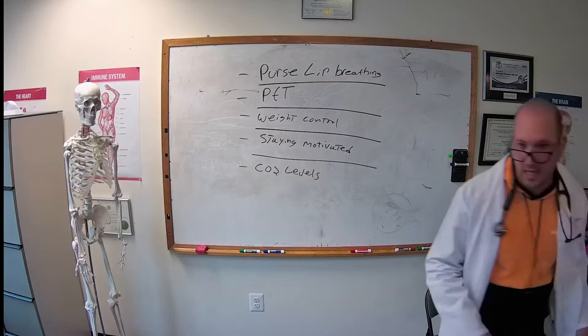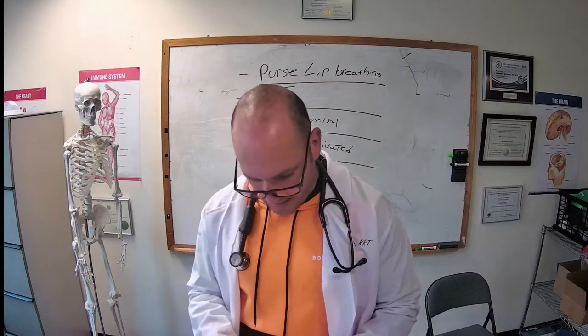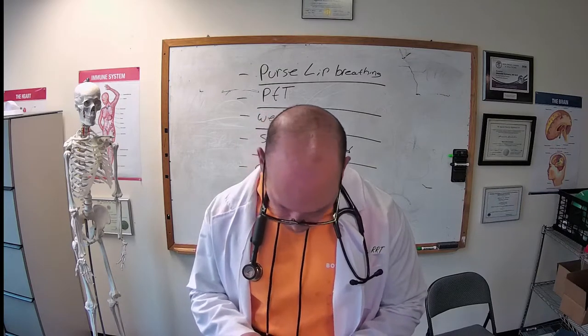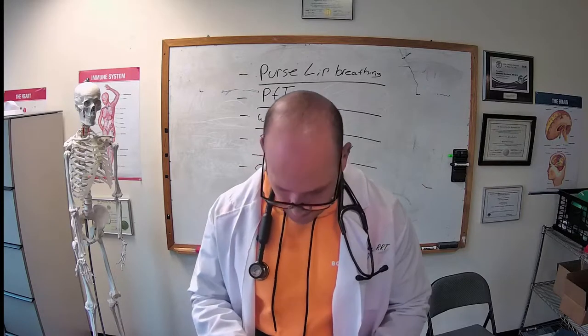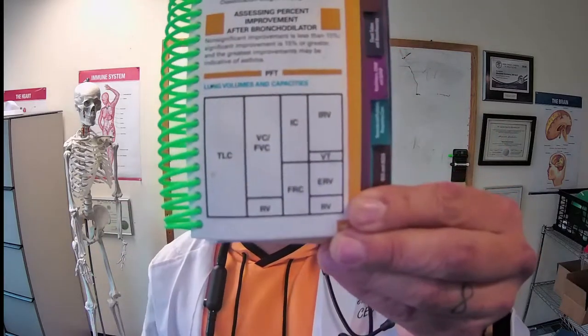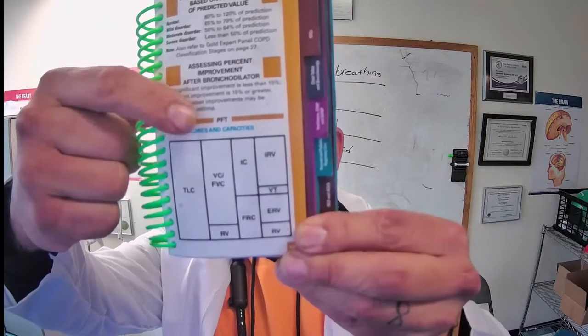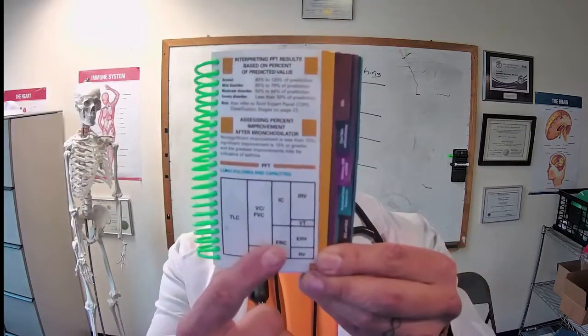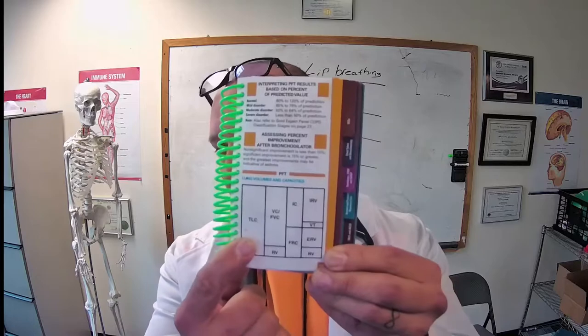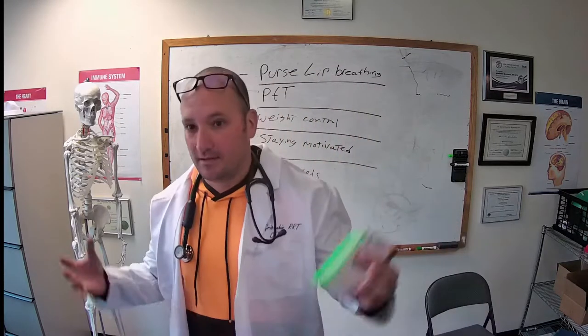So let me bring up an easy way to understand that really quick. I just want to use the correct data on here. On a pulmonary function test, I don't know if you can see here, do you see where it says PFT and lung volumes and capacities? So total lung capacity, the TLC, is not tender love and care. It's total lung capacity. That's basically the total volume of your lungs, total volume.